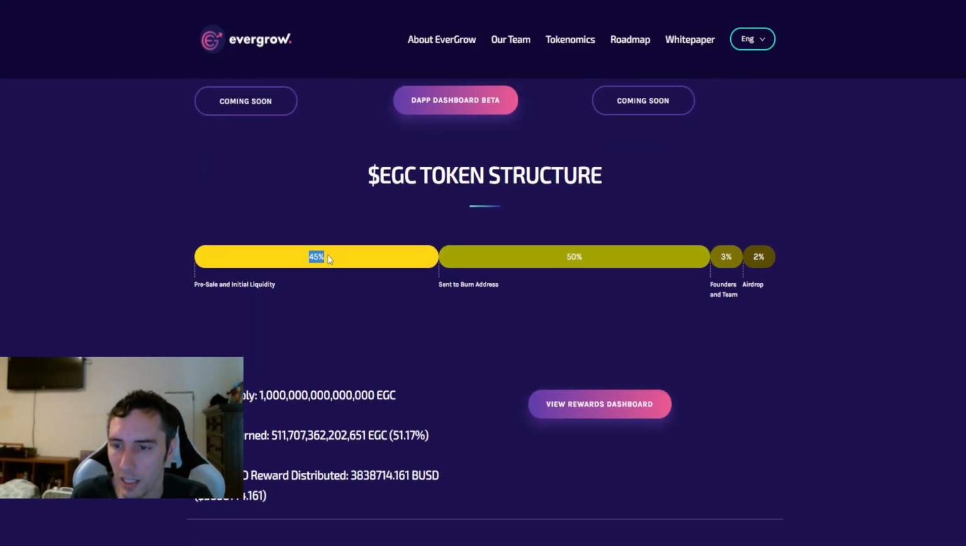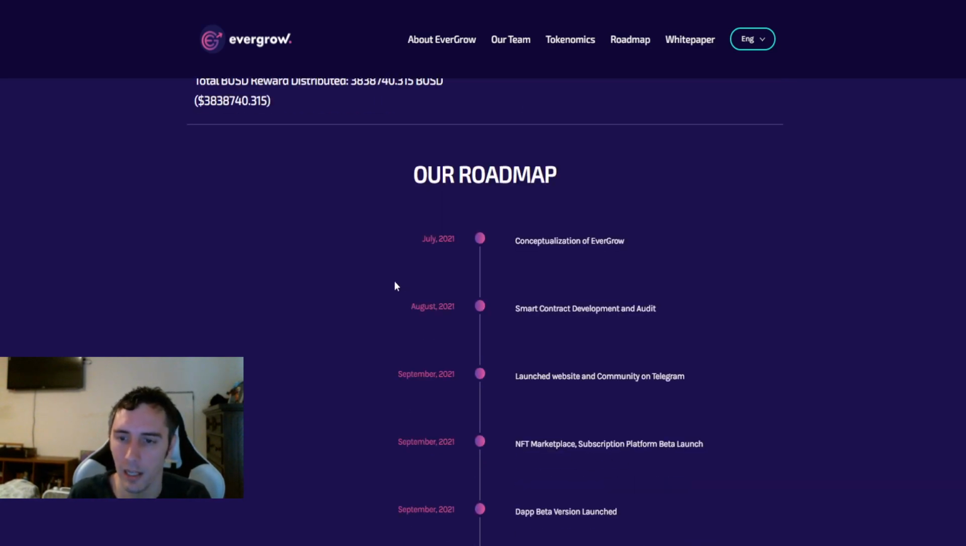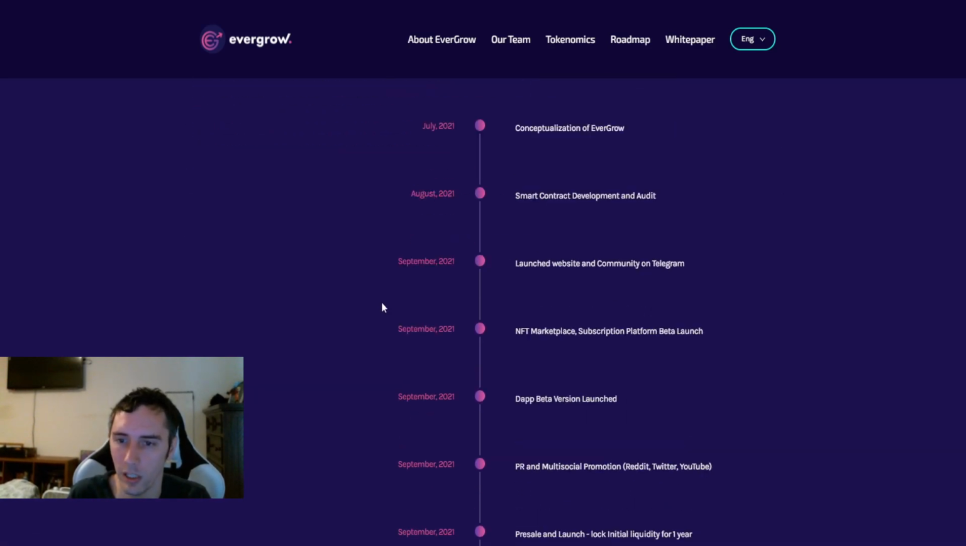As you guys can see here, when I highlight it, see it's a little bit better. Pre-sale and initial liquidity, there's 45% of the token structure, 50% sent to the burn wallet address, technically more than 50% already. 3% is part of the founders and team amount, and 2% was for airdrops. So tokens burned is 51.17% right there. And they got a little rewards dashboard you could go check out as well.